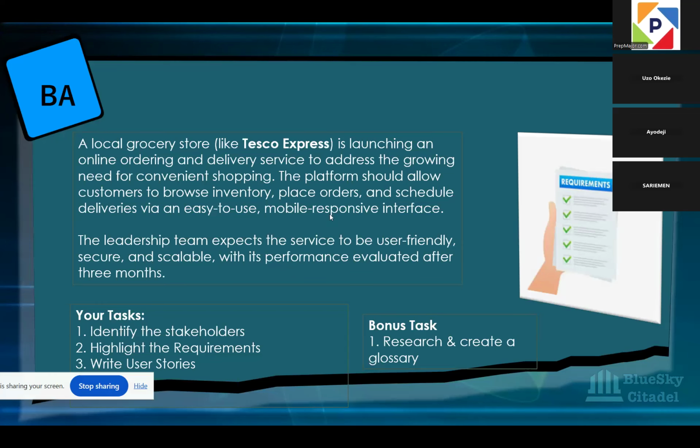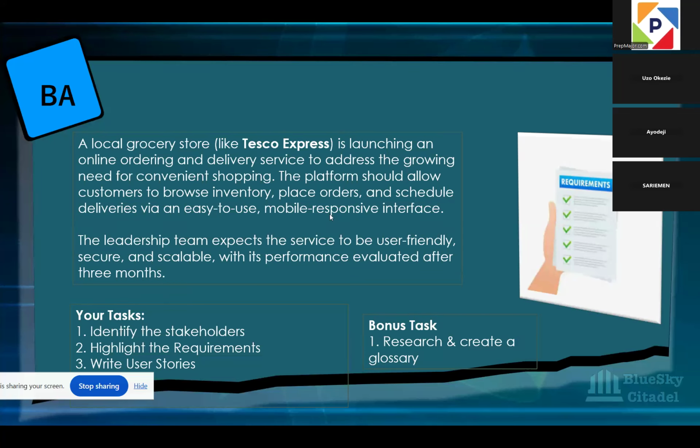Your task, very quickly, if you choose to accept it. It's on here, you can read it. I put Tesco there so you'd have an example. Your local grocery store is launching an online ordering and delivery service to address the growing need for convenient shopping. The platform will allow customers to browse inventory, place orders, and schedule delivery with an easy-to-use mobile responsive interface. The leadership team expects the service to be user-friendly, secure, and scalable, with its performance evaluated after 3 months. So your task is to identify the stakeholders in this scenario, highlight the requirements, and write the user stories in the format I shared with you: As I want, so that.